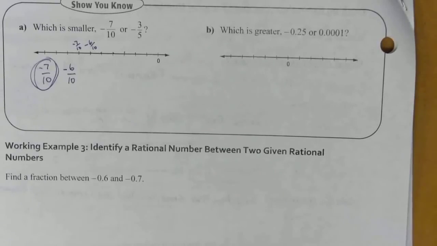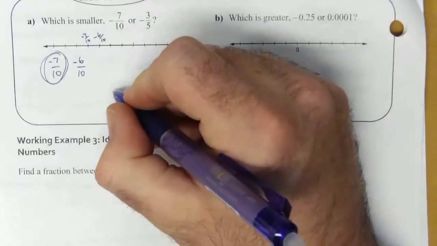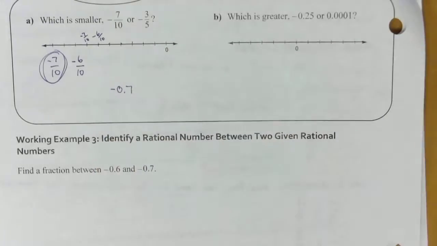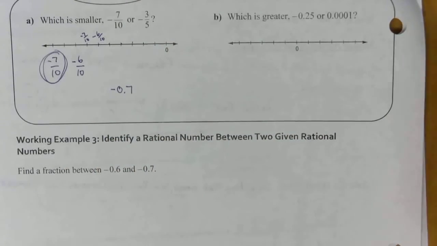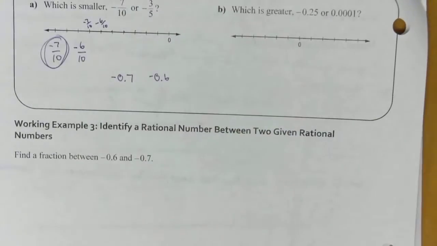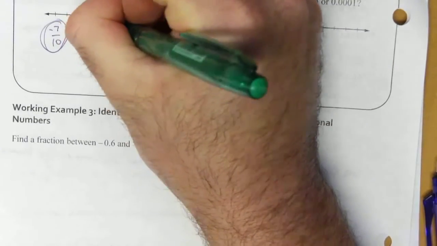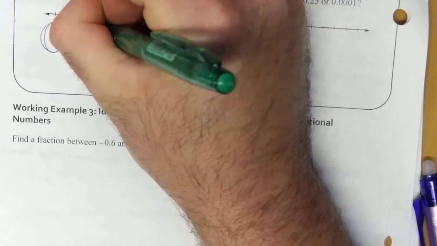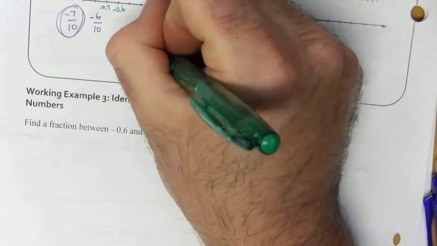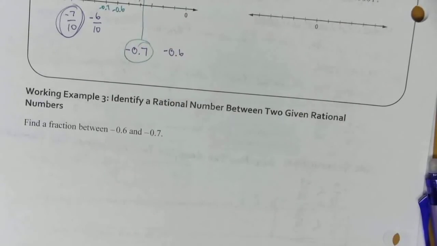Alternatively, if you decided to use decimals, negative 7 over 10 is the same as negative 0.7. 3 divided by 5 will give you 0.6, and it is also negative. So if you want to look at it that way, you've got negative 0.6 right there and negative 0.7 there. So this is still smaller, which was negative 7 over 10.